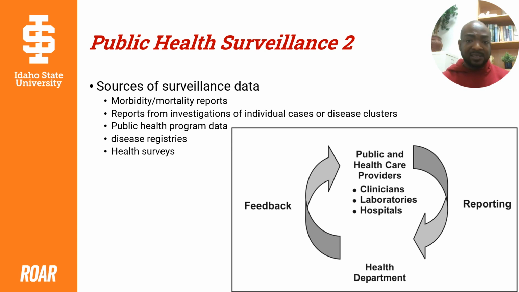And other sources of health-related data that are used for surveillance include reports from investigations of individual cases and disease clusters, public health program data such as immunization coverage in a community, disease registries, and health surveys. Most often, surveillance relies on simple systems to collect a limited amount of information about each case.